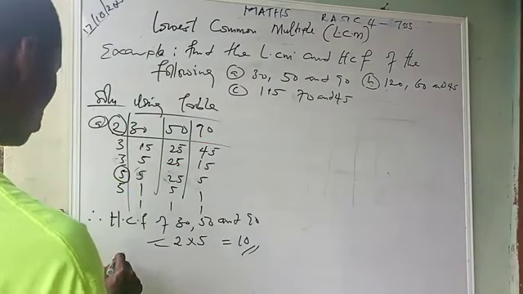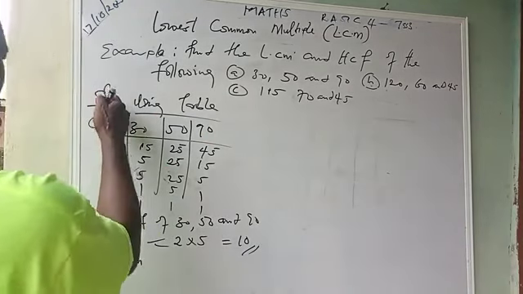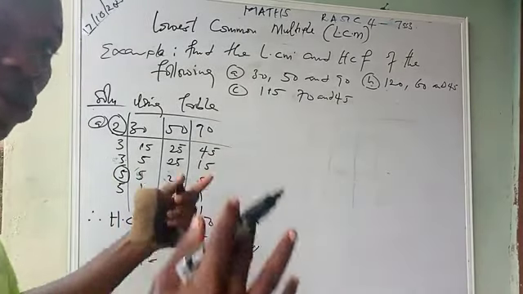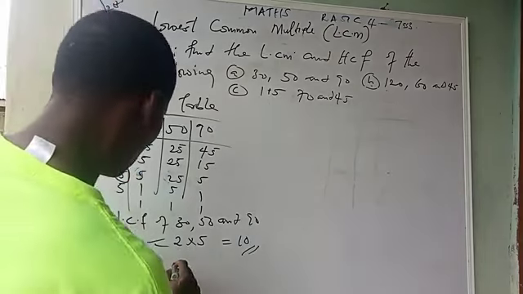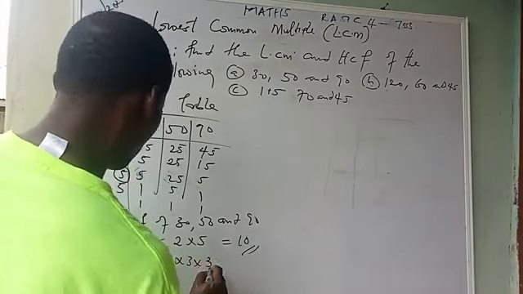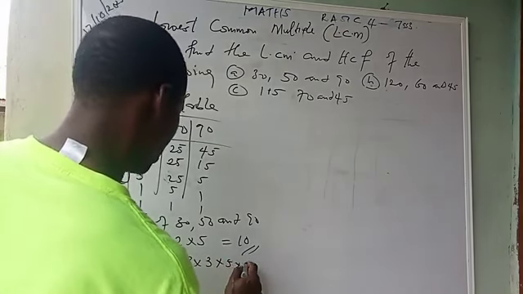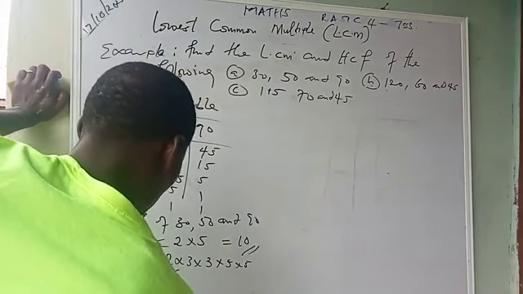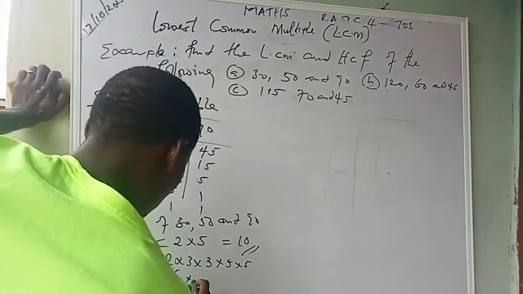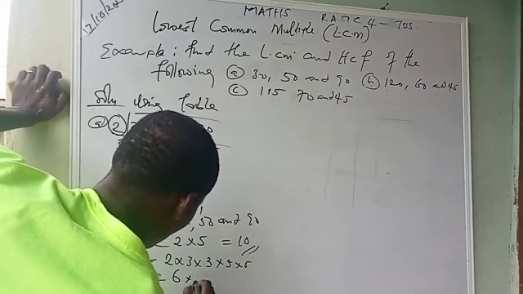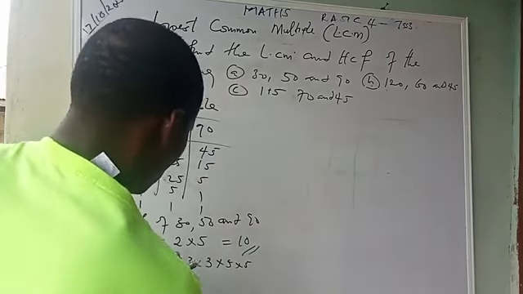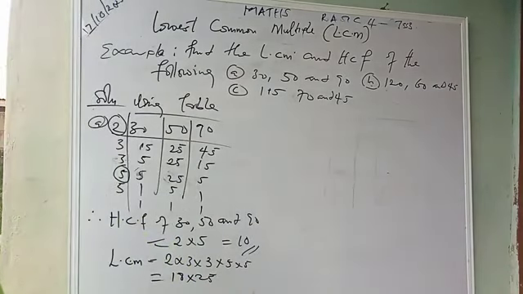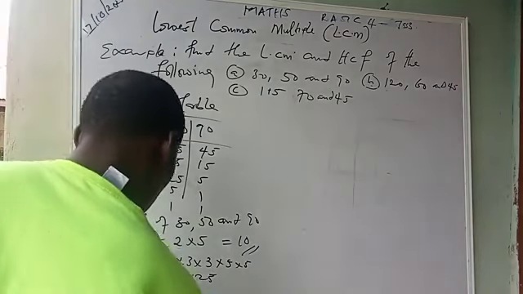What of the LCM? Your LCM is a multiple of everything here. Lowest common multiple between them, where they will have common multiples when you are finding their multiples. So that gives 2 times 3 times 3 times 5 times 5. That gives you 6 times 2 times 9, that is 18 times 25. So your 18 times 25 will give you what?